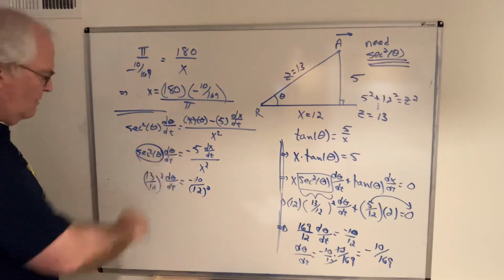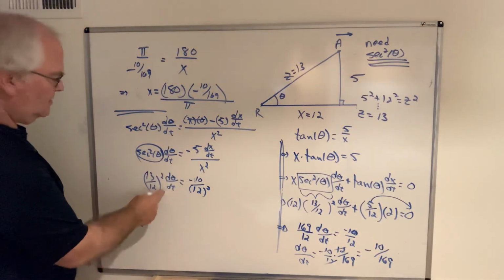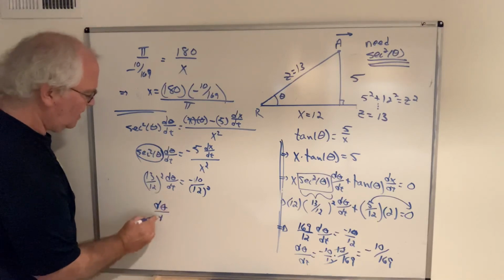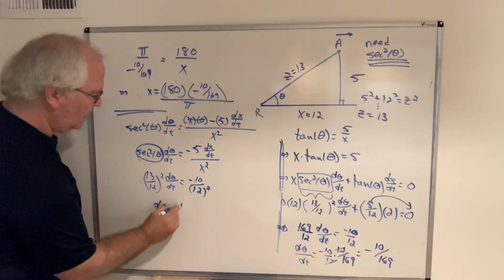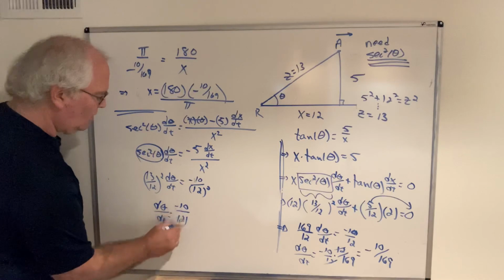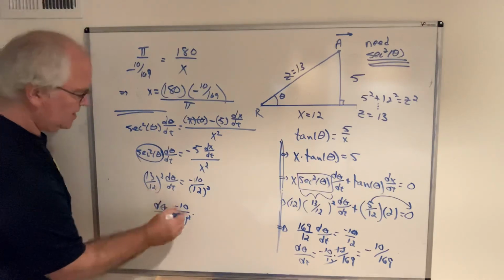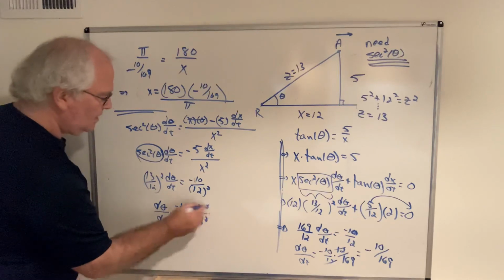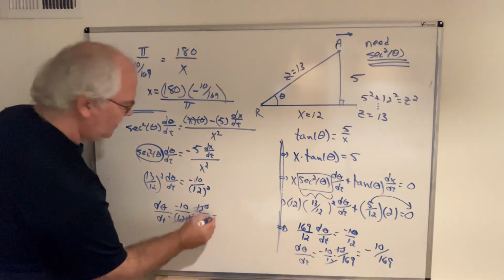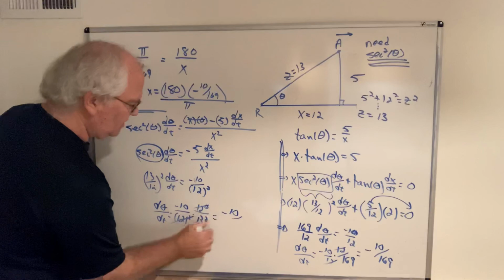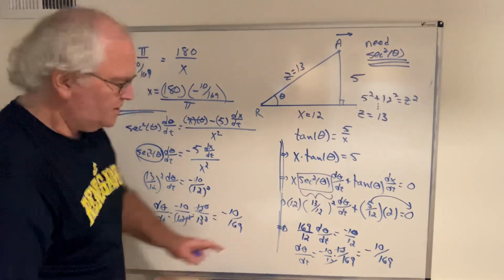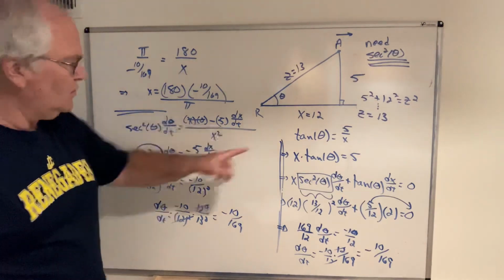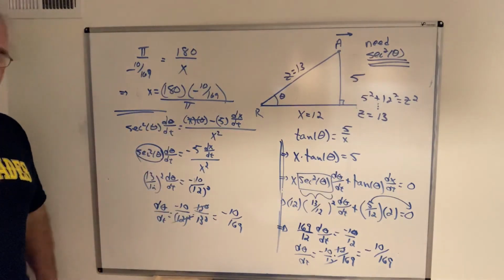And then if we multiply by the reciprocal, dθ/dt is equal to negative 10 over 12 squared, multiplied by the reciprocal, that's 12 squared over 13 squared. The 12 squareds cancel, and that's negative 10 over 13 squared, which is 169, the same thing we had before. So it doesn't matter if you use product rule or quotient rule, you get the same final result either way.